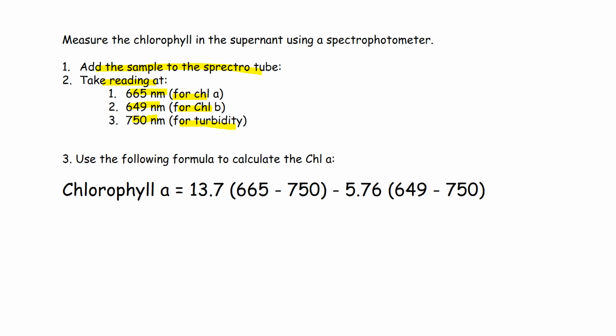Once we have our readings, we use the following formula to calculate chlorophyll A. It is 13.7 times the reading at 665 minus 750, minus 5.76 times the reading at 649 minus 750 reading. So exactly what does this mean? Let's do an example to understand.